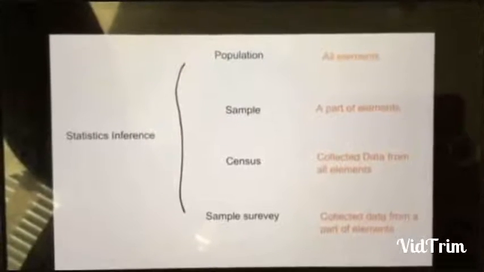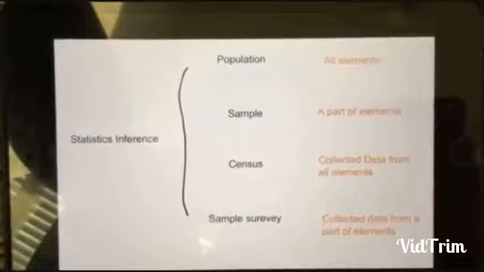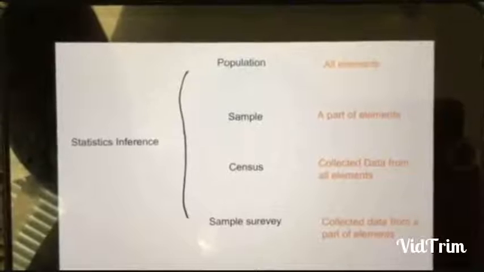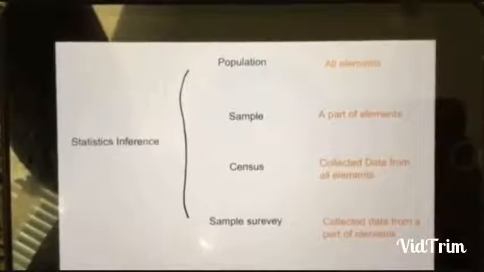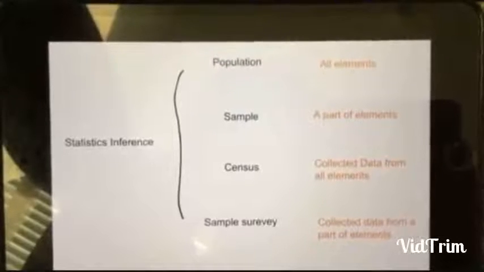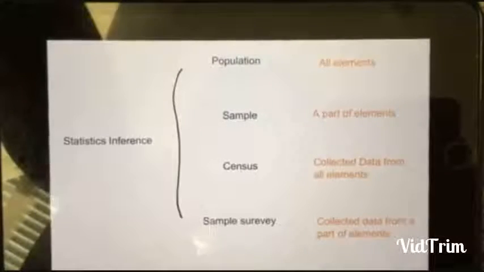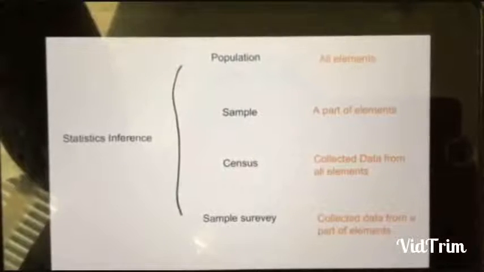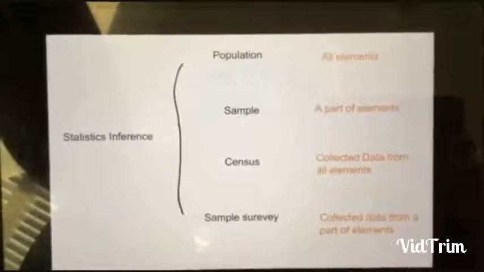And after we know these factors, we can simply define statistical inference. Sometimes the elements are too many to collect all the data from them. So we collect data from a sample, analyze the data from the sample, and then infer the characteristics of the population from this data.